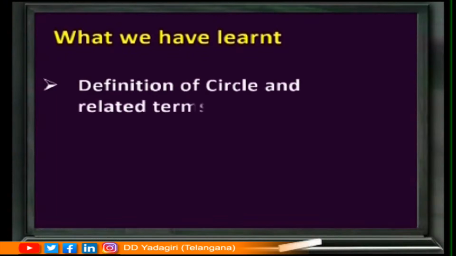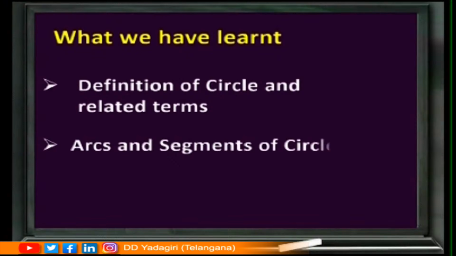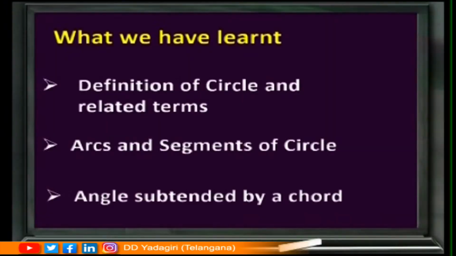What have we learned, students? We have learned the definition of a circle and the related terms. We have learned what a center is, what a radius is, what a chord is, diameter, and also we have learned arcs and segments of a circle. What is an arc, what is a minor arc, what is a major arc, what is a semicircular arc, and also what is a major segment, what is a minor segment, and what is a semicircular segment we have learned.